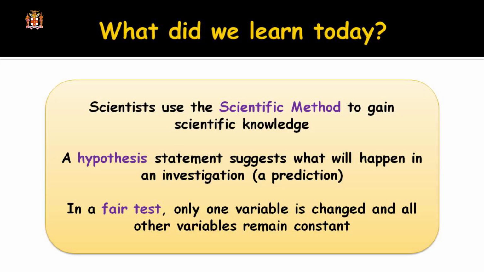What did we learn today? Scientists use the scientific method to gain scientific knowledge. A hypothesis statement is basically suggesting to us what will happen, somewhat like a prediction. And in a fair test, we will change only one variable and keep all other variables the same.